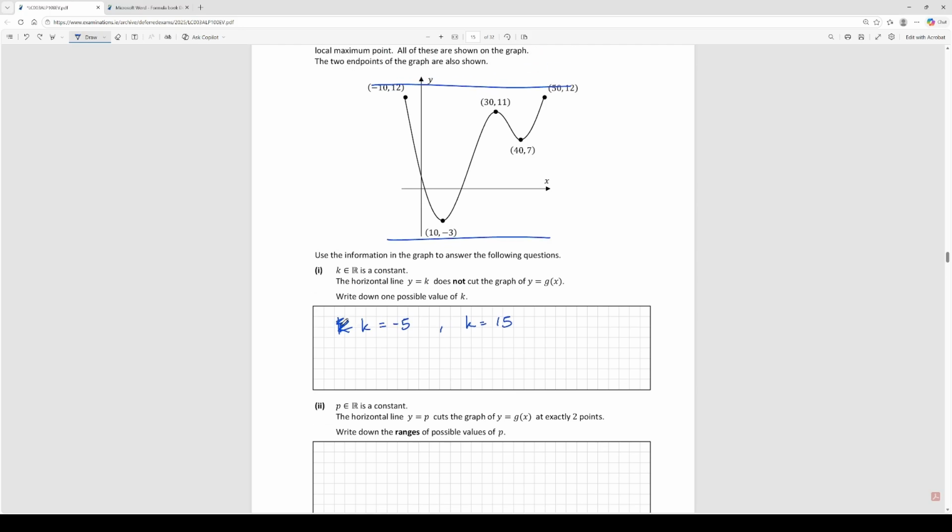P is a constant horizontal line, cuts it at exactly 2 points. Oh, okay. So write down the ranges of possible values of P. Now, it's range, so there's multiple, and it says ranges, so there's actually 2 ranges, because anywhere in between minus 3, which is here, and 7, which is here, if I choose any y value in between minus 3 and 7, I would hit it twice. So I would say P could be in between minus 3 and 7, like so.